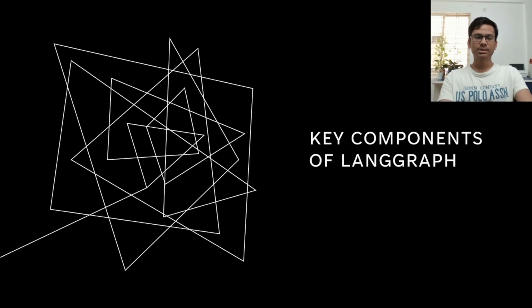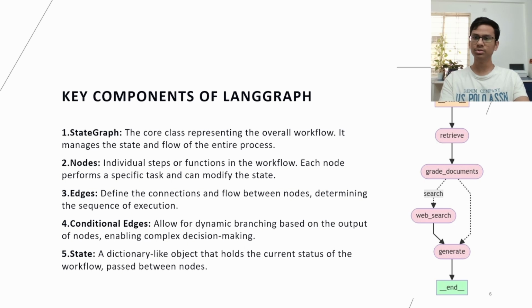So let's look at the key components of LangGraph. This is our basic workflow. We're gonna have a graph to describe it, and then we're gonna have nodes. Each node you can think of as a function, right? And then there are some edges, and these dotted lines represent conditional edges, right?